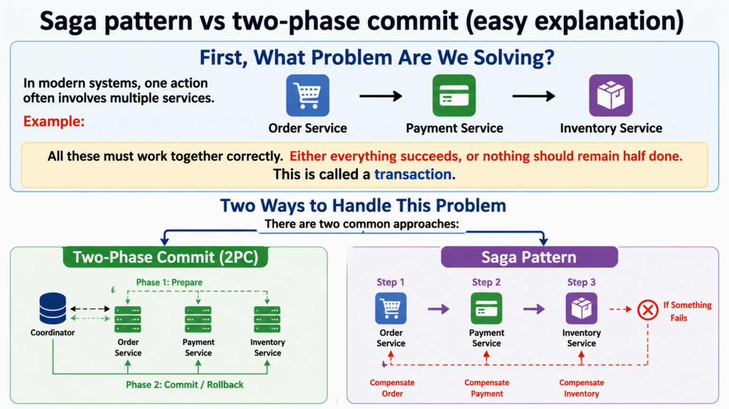This is the exact problem solved by two-phase commit and Saga pattern. In this video, we will understand both approaches in a very simple way with real-life examples.